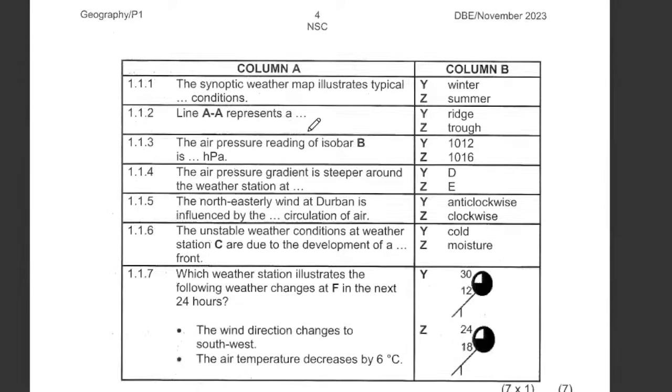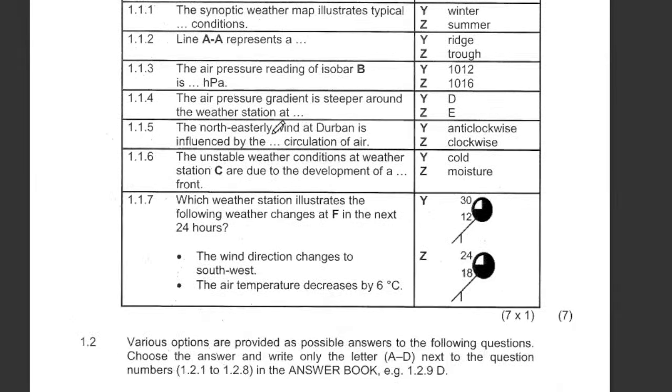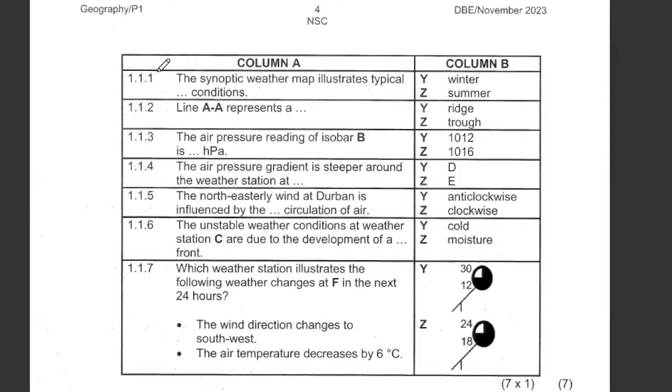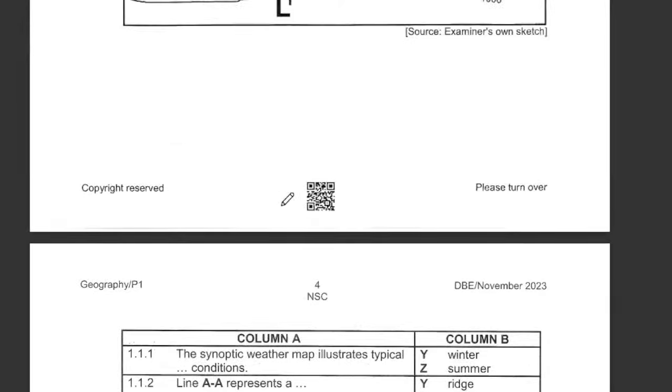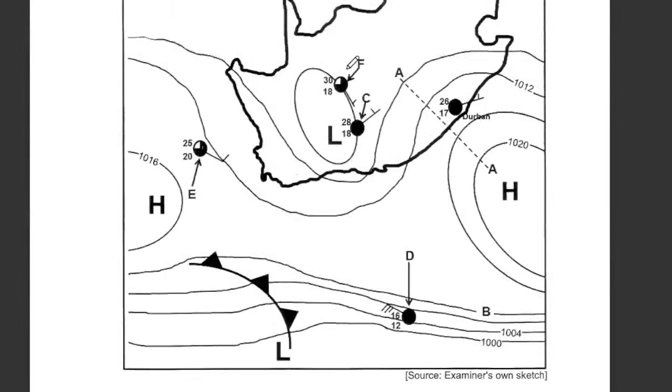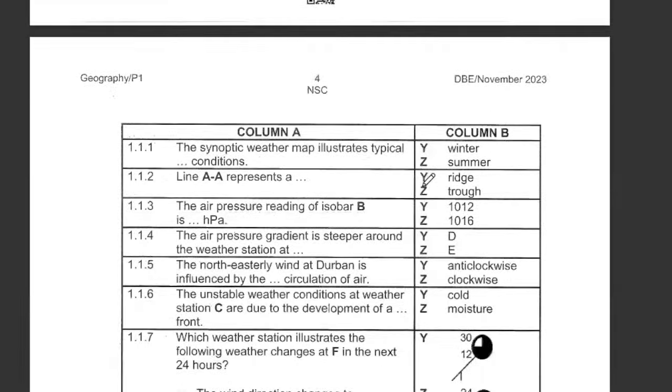Let's go see the questions. Questions are here. 1.1.1. It says the synoptic weather map illustrates a typical condition. Which typical condition? Is it winter or summer? When we look at the map here, there is a thermal low in the interior, which we all know only develops in summer. And when you check the positioning of the anticyclones and the cold front, it clearly indicates that the map is summer because it's far away from the coast.